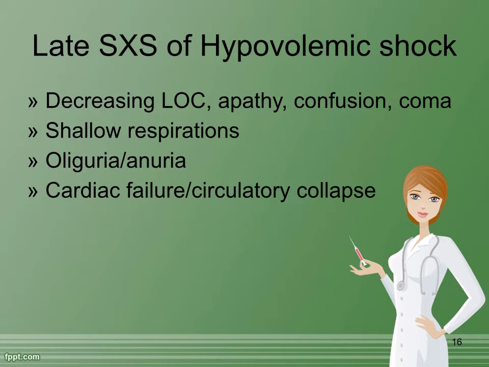Late signs of hypovolemic shock also include oliguria or anuria. Kidneys are no longer functioning. Kidneys shut down secondary to continued loss of circulating volume. Then there is cardiac failure or circulatory collapse, and this is the end stage. This is when anaerobic metabolism is happening. There is metabolism inside the body without oxygen. This leads to more acidosis, which depresses the heart muscle, and there is a circulatory collapse eventually.